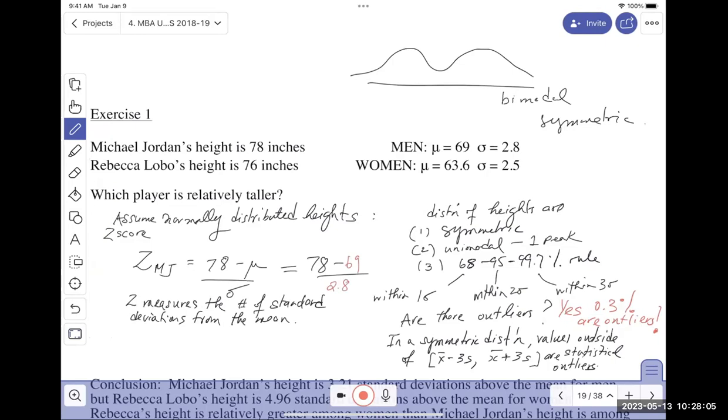And what do you get? What is the Z-score for Michael Jordan? 3.21. So is Michael Jordan an outlier? Yes, it's above the 3 standard deviations. Yes, he's above 3 standard deviations and he is an outlier. Okay, now let's check Rebecca Lobo.